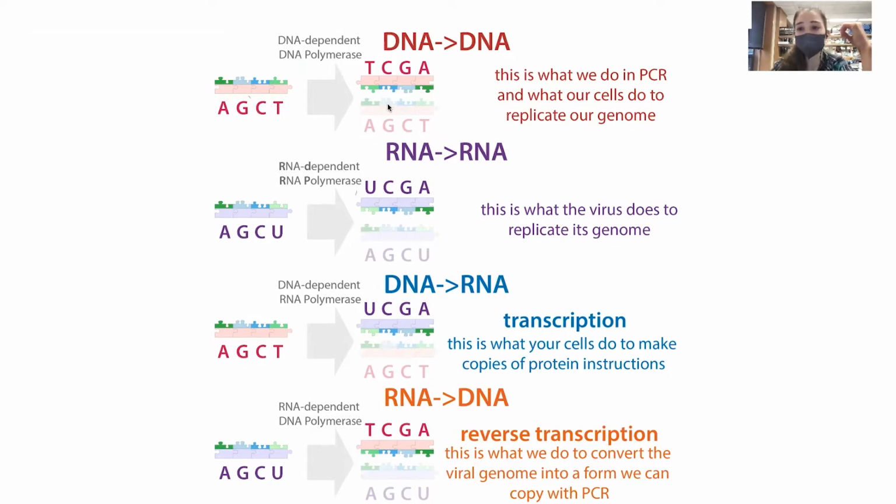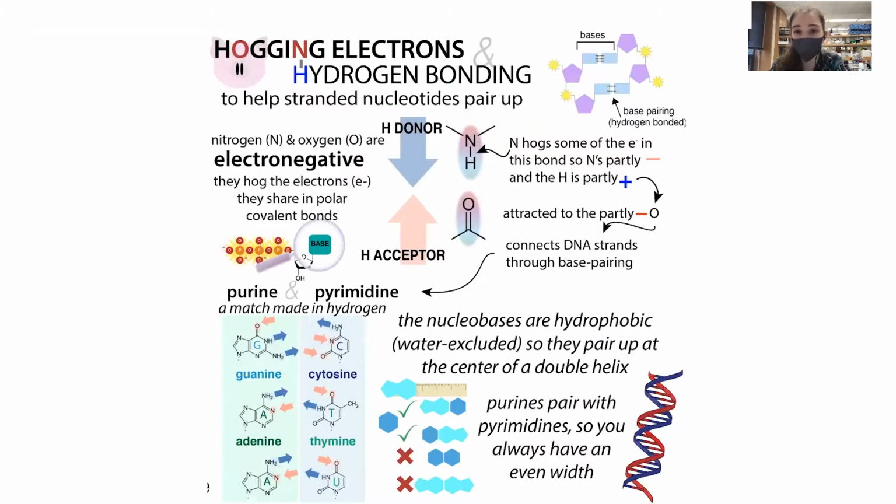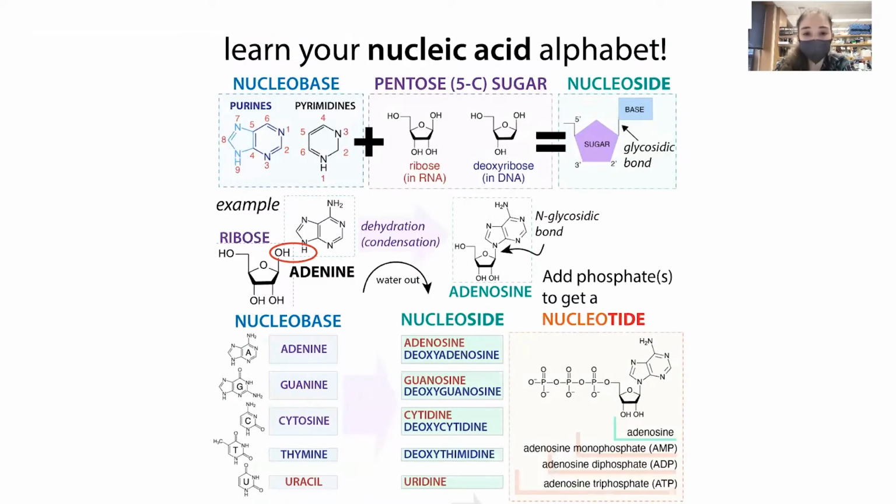We can use enzymes, like reaction helpers, mediators, speeder uppers. These proteins can help us go from DNA to DNA, DNA to RNA, et cetera. In order to do that, of course, they're going to have to pull apart the strands of the DNA. So let's look in more detail at how the DNA structure is actually formed. First, let's get some terminology out of the way.